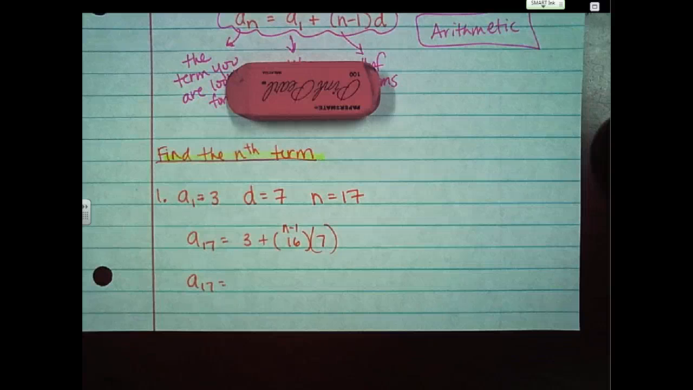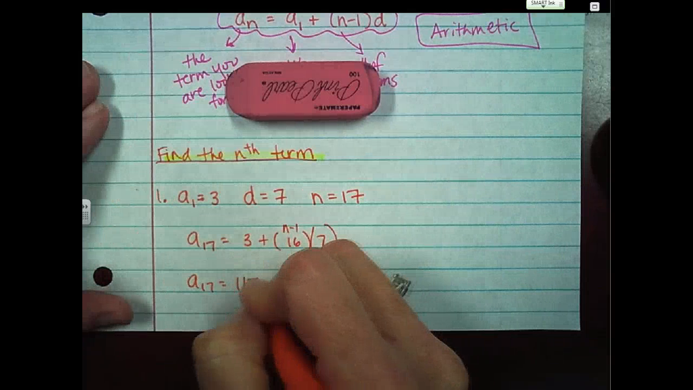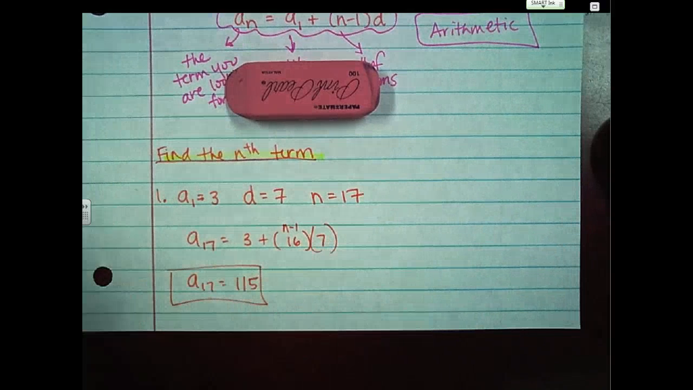What's the 17th term without having to actually do it 17 times? 115. Because technically you could do it 17 times, it wouldn't be that big of a deal. But when I asked you for the 217th term, not so easy. Okay? All right, let's try the next one.